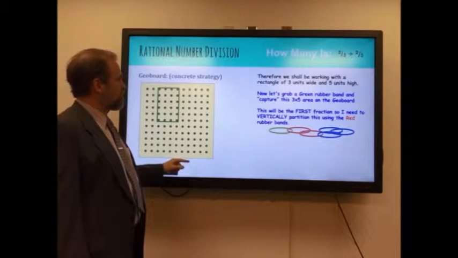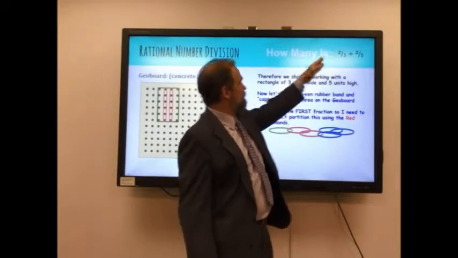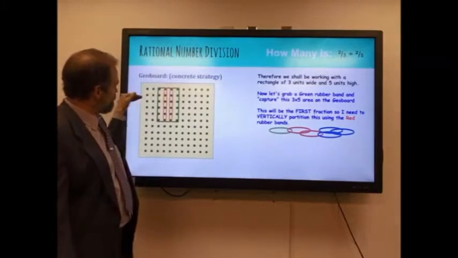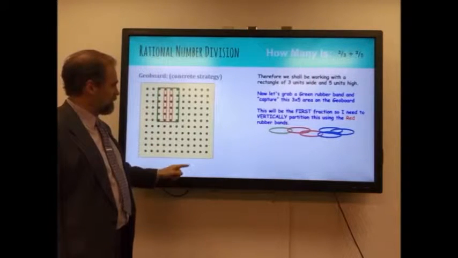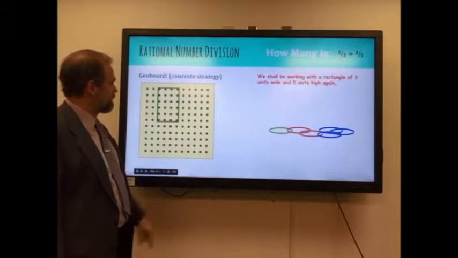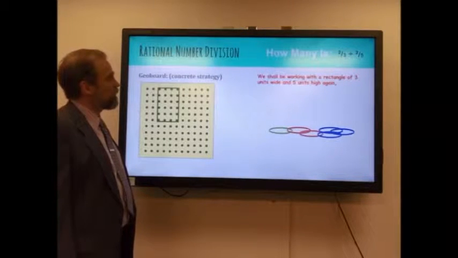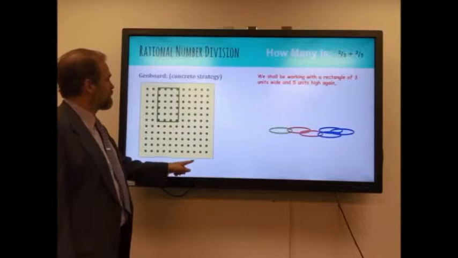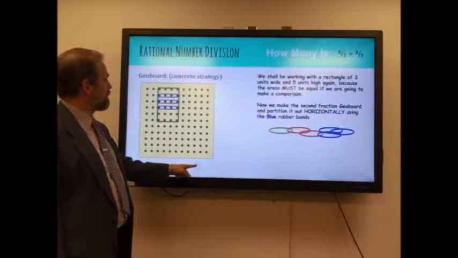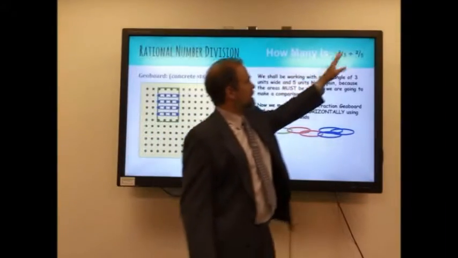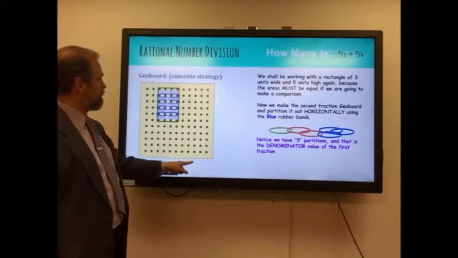So next, I'm going to divide it vertically into thirds, and that's the first fraction. And the 3 is that way. I couldn't divide it into thirds this way, right? Okay. So if I divide it vertically into thirds, okay, there's my 3. And then I'm looking at working with a rectangle of 3 units wide and 5 units high. I'm going to go ahead and put in my blue rubber bands and divide it into fifths, because again, the second fraction was fifths. That's 2/5, right? And then there's the fifths, all right?